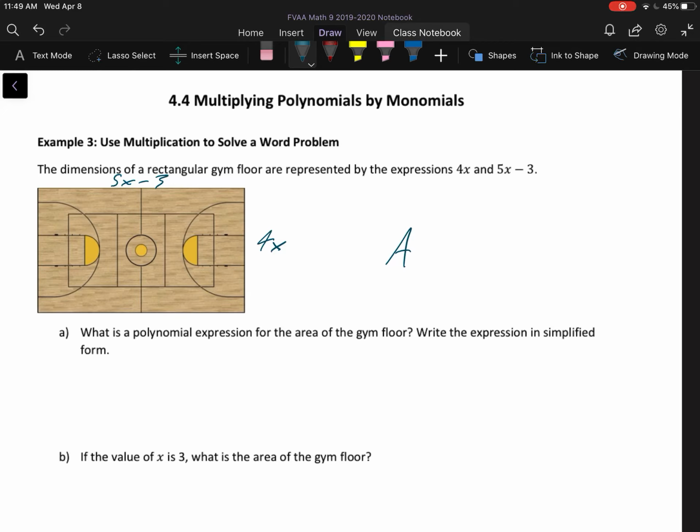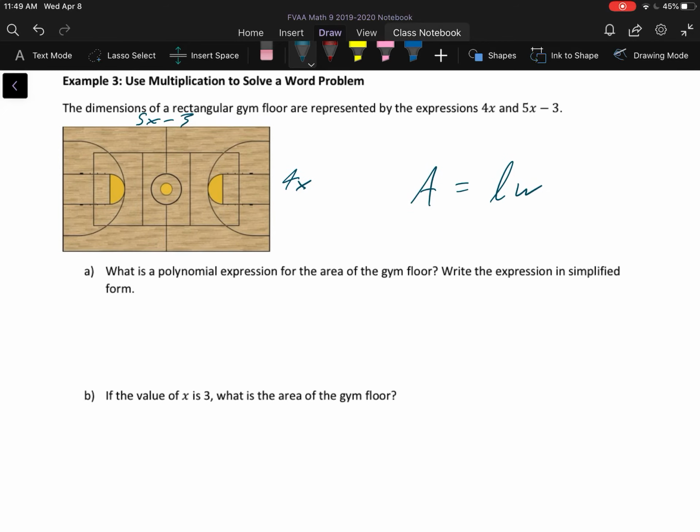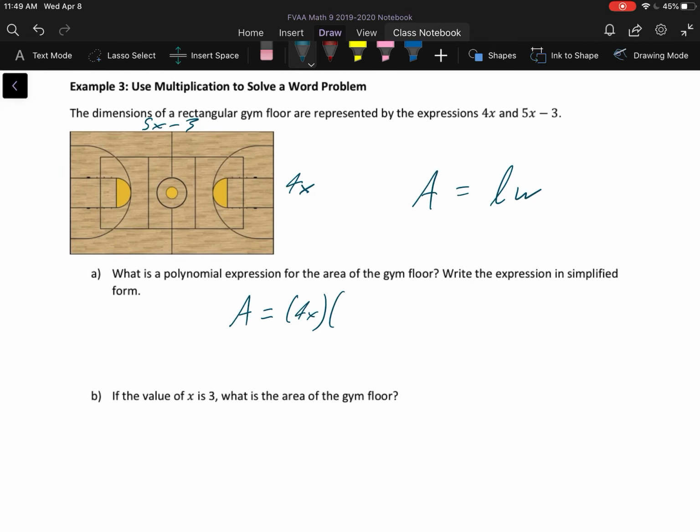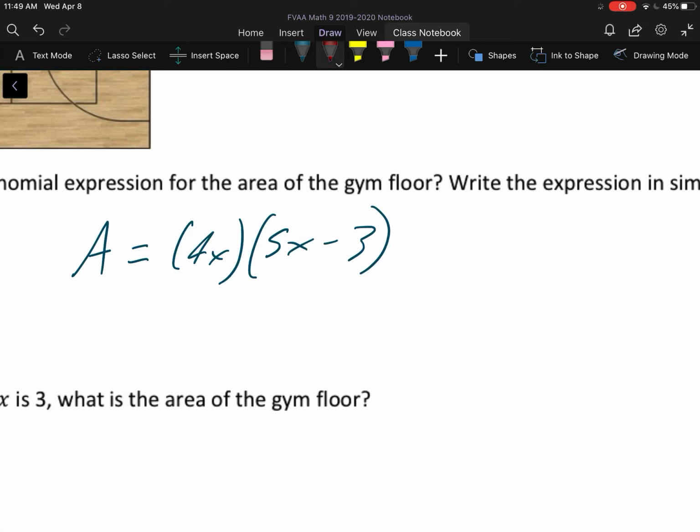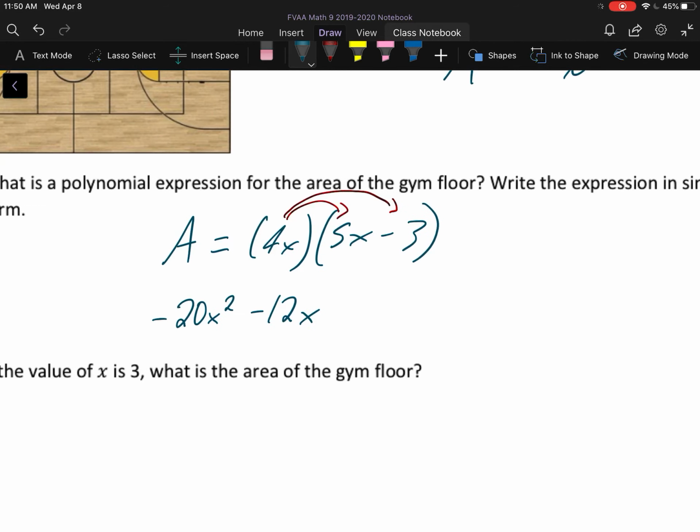We know that area is equal to length times width. So if I want to solve for area, my length is 4x, and my width, I replace w with 5x minus 3. You see here that I end up with a situation where I have to multiply a monomial by a binomial, and hopefully now you are comfortable with that. I do 4x times 5x, which gives me 20x squared. And I distribute that 4x to the negative 3, which gives me negative 12x. That would be the expression for the area of the floor.